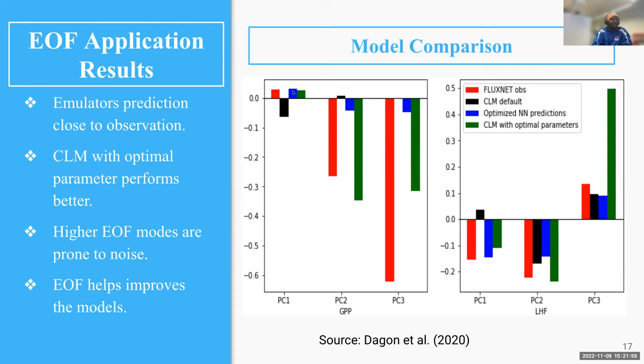Then the other one is the neural network. So you can see that the prediction without applying the EOF didn't perform as well as these other ones. According to their observation, as you go higher in your EOF, the empirical orthogonal function order, it tends to have noise. So higher EOF modes are prone to noise. They also inferred that EOF tends to improve the prediction of the model. Then the CLM with the optimal parameters outperformed the default CLM without the optimal parameters.